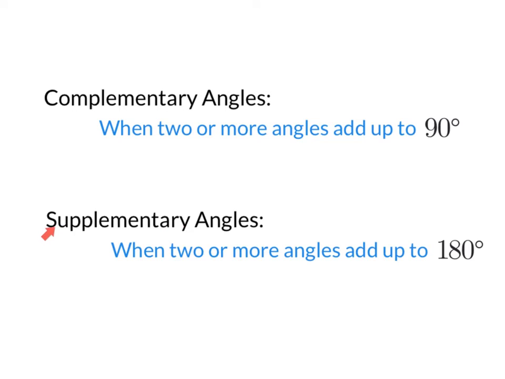The other thing is, I don't know how familiar you are with supplements, either vitamins or extra materials. When things are supplemented, they're added to, they're larger, you're getting bigger things. So supplementary angles goes with the 180. You could even do alphabetical. C comes before S, smaller number comes before the larger number. Whatever helps you remember that complementary angles add up to 90 and supplementary angles add up to 180 degrees.